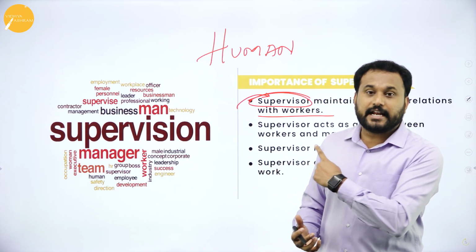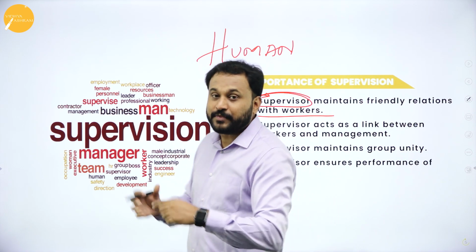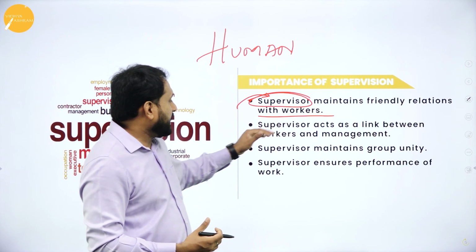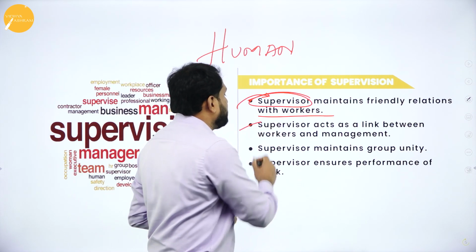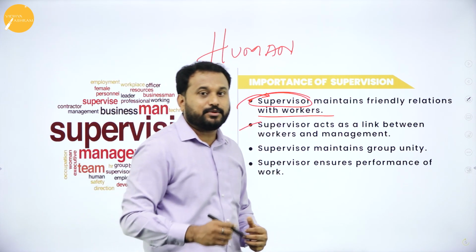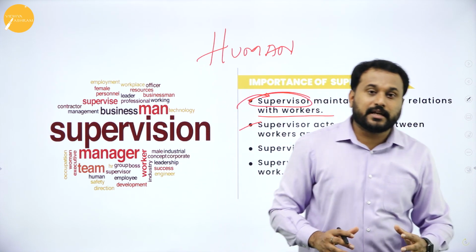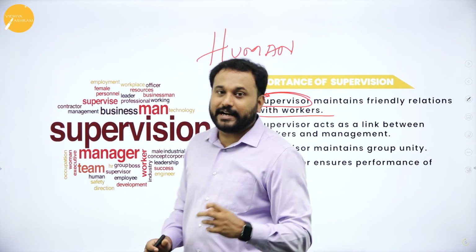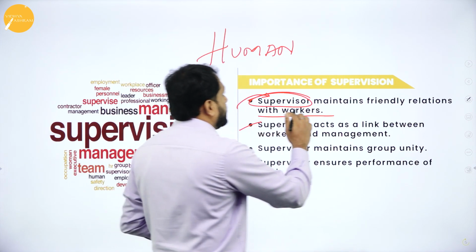So the supervisor is there to maintain everything so that everybody works freely and has a brotherhood. The next thing is the supervisor acts as a link between workers and management. You need to know HR policy, right? Human resource management. The same way, the supervisor also does the same thing. What exactly does he do? I'll tell you what it is.